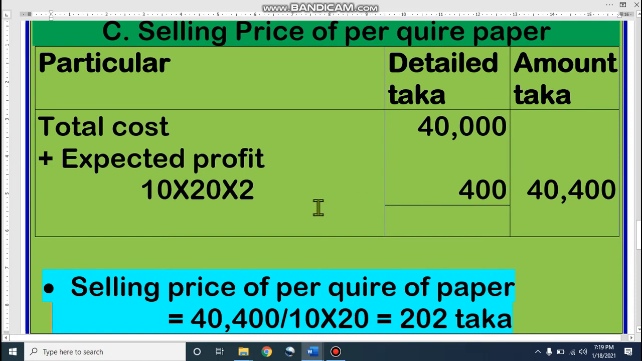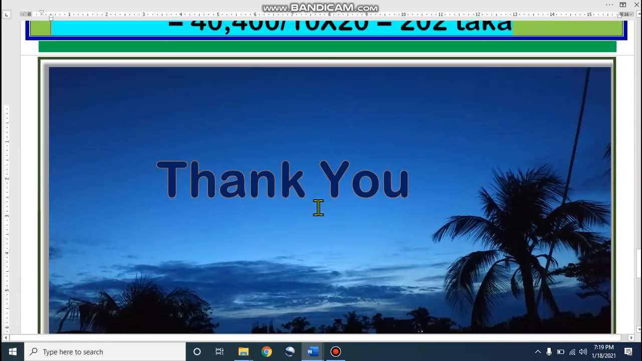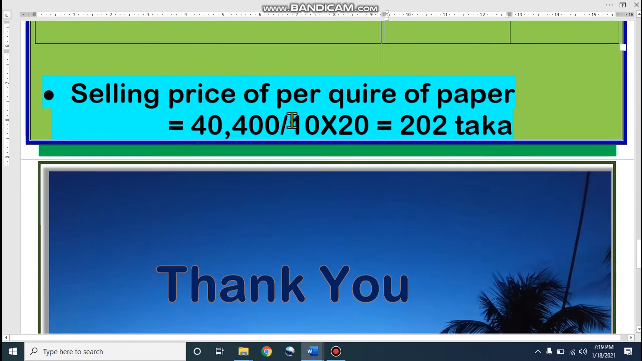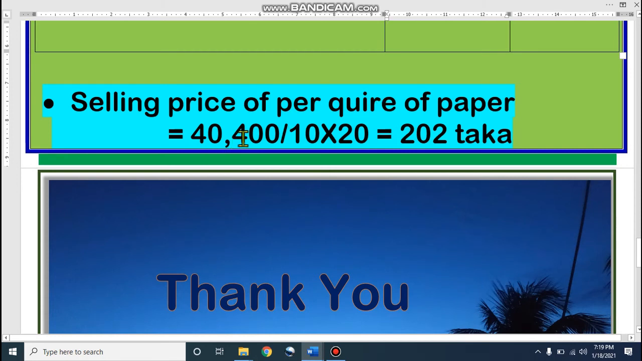Now selling price per square paper. How can you find out selling price per square paper? Total selling price is 40,400, and totally we purchased 10 ream, 20 into 20 because this is square. 1 ream equals to 20 square. So 40,400 divided by 200 is 202. So this is selling price per square paper, 202. Therefore, if we sell at 202 per square paper, then they can earn taka 400 profit.